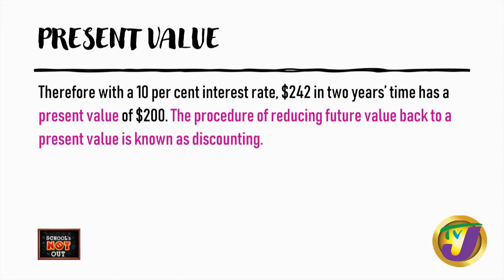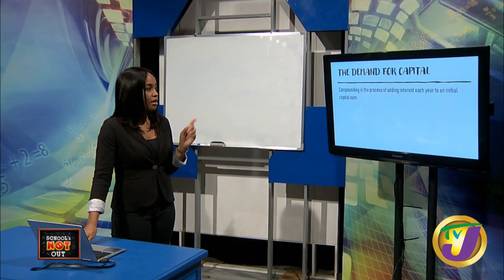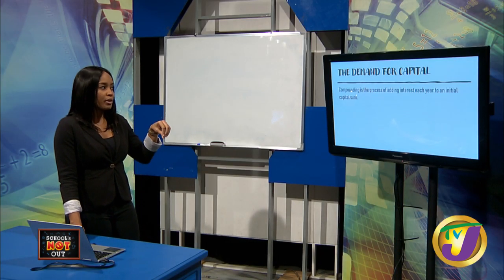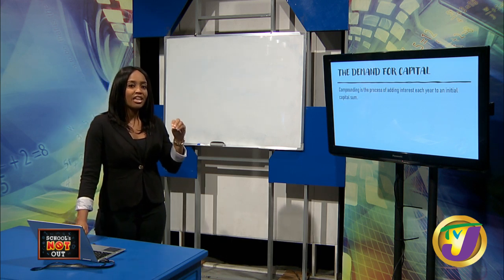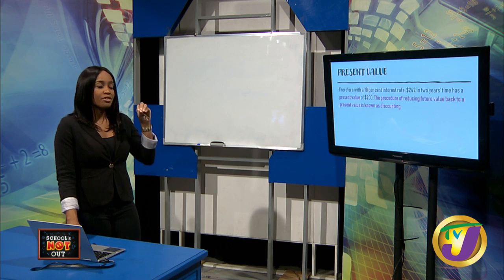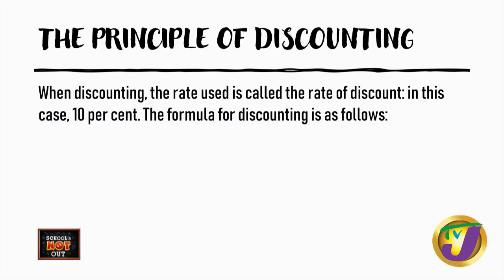Present value. All right, so we're continuing. So if the 10% interest rate gives $242 for an initial deposit of $200 in 2 years' time, right? So at 10% interest, $200 in 2 years become $242. Now, the procedure of reducing that future value back to its present value is known as discounting. So let me just go back quickly. So when we're doing compounding, we're adding interest each year to an initial capital sum. But discounting is reducing the future value back to a present value.